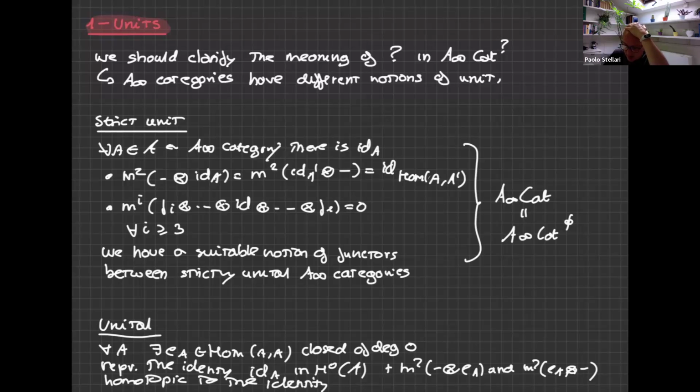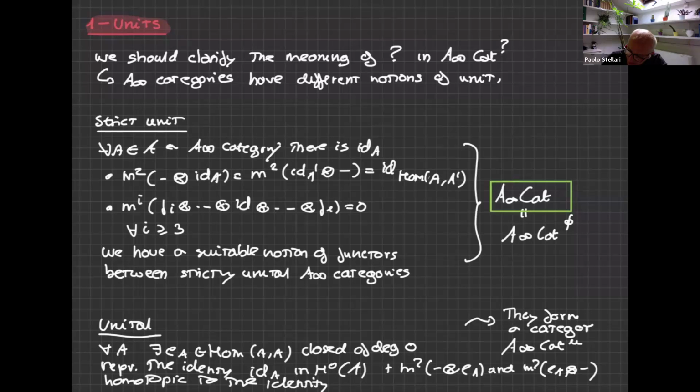It's not just an equality, but you ask for a homotopy. And this forms a category, which we will denote by A infinity cat U. Okay? Those are essentially the two categories which we will be interested in. This one, and those that actually have a unit in this weaker form.